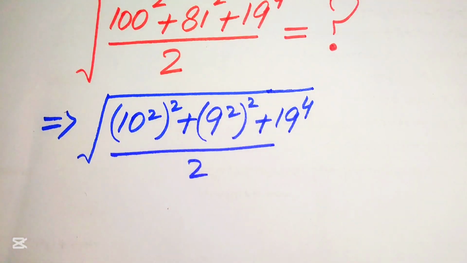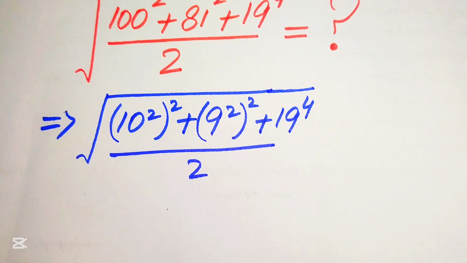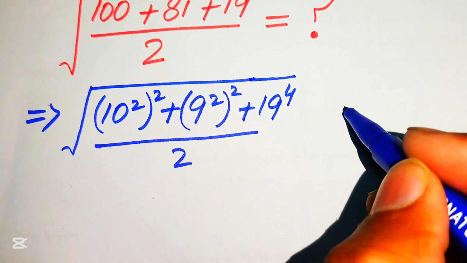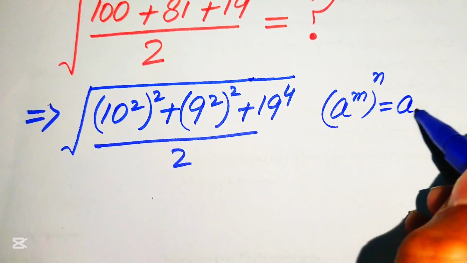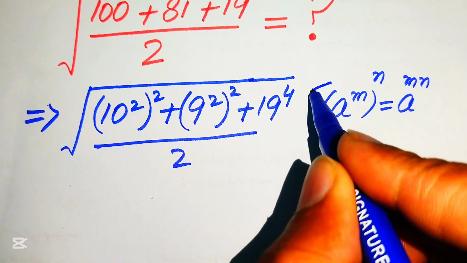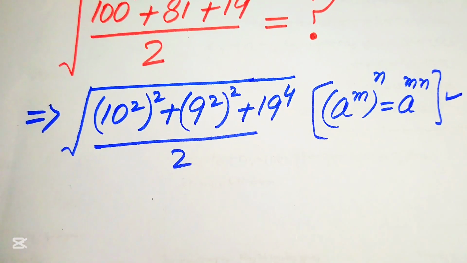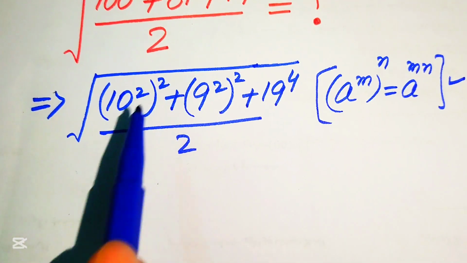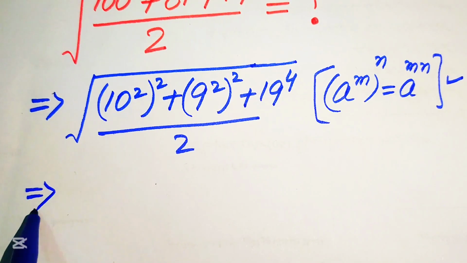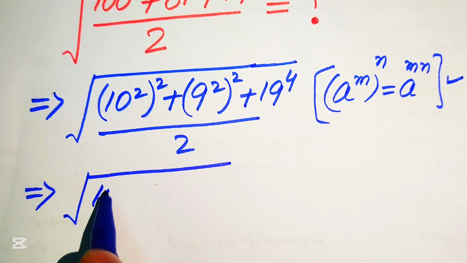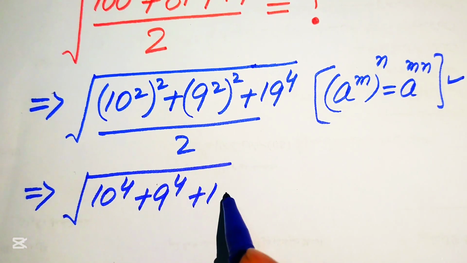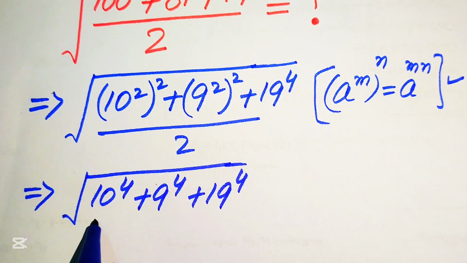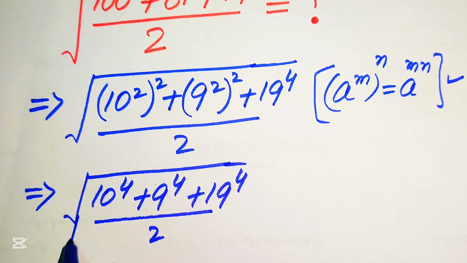In the next step we need to use the exponent law. According to this exponent law, if we have a to the power of m to the power of n, it equals a to the power of m multiplied by n. So we multiply these two exponents and it is written as the square root of 10 to the power of 4 plus 9 to the power of 4 plus 19 to the power of 4, divided by 2.